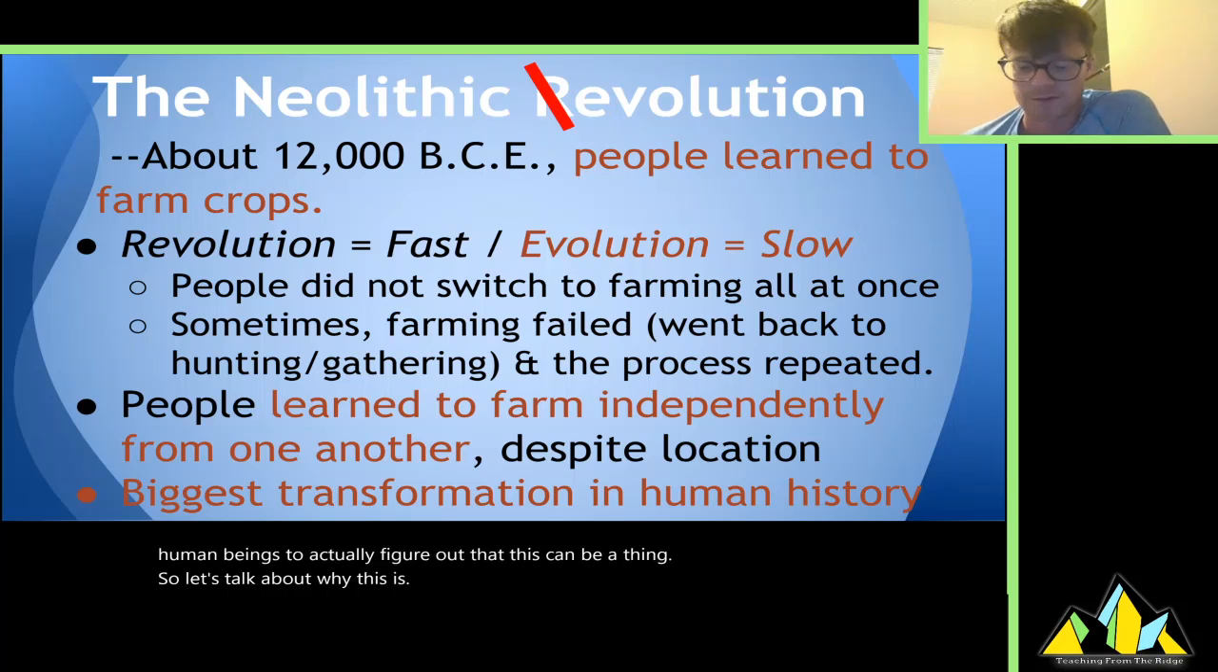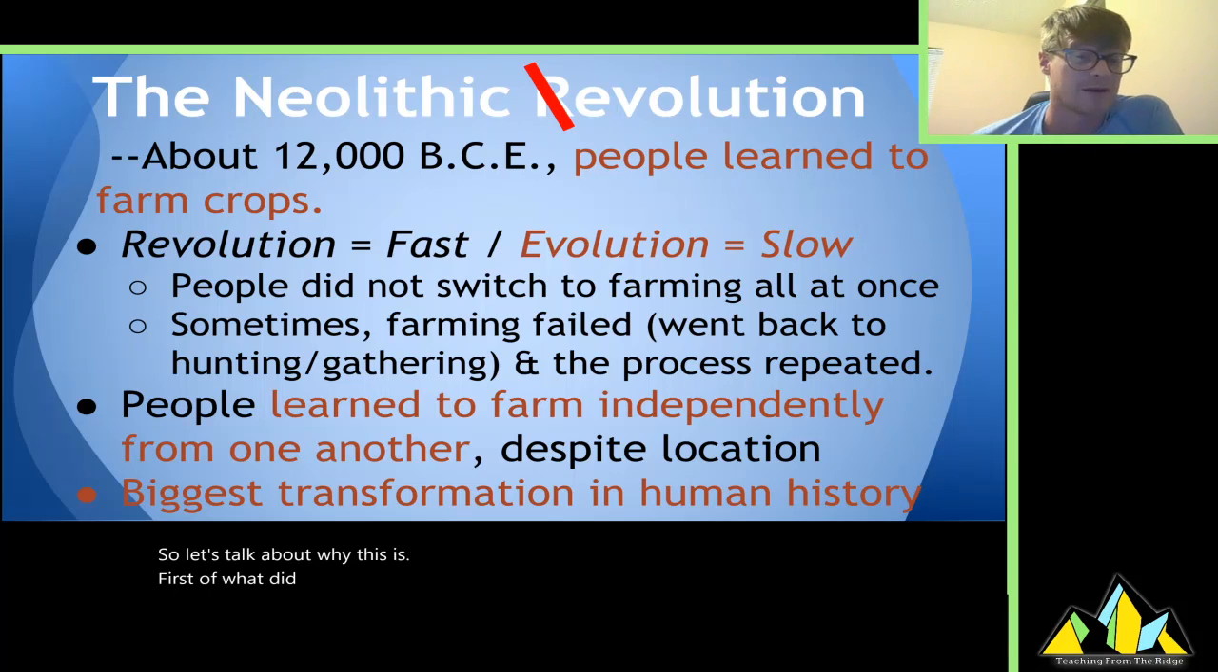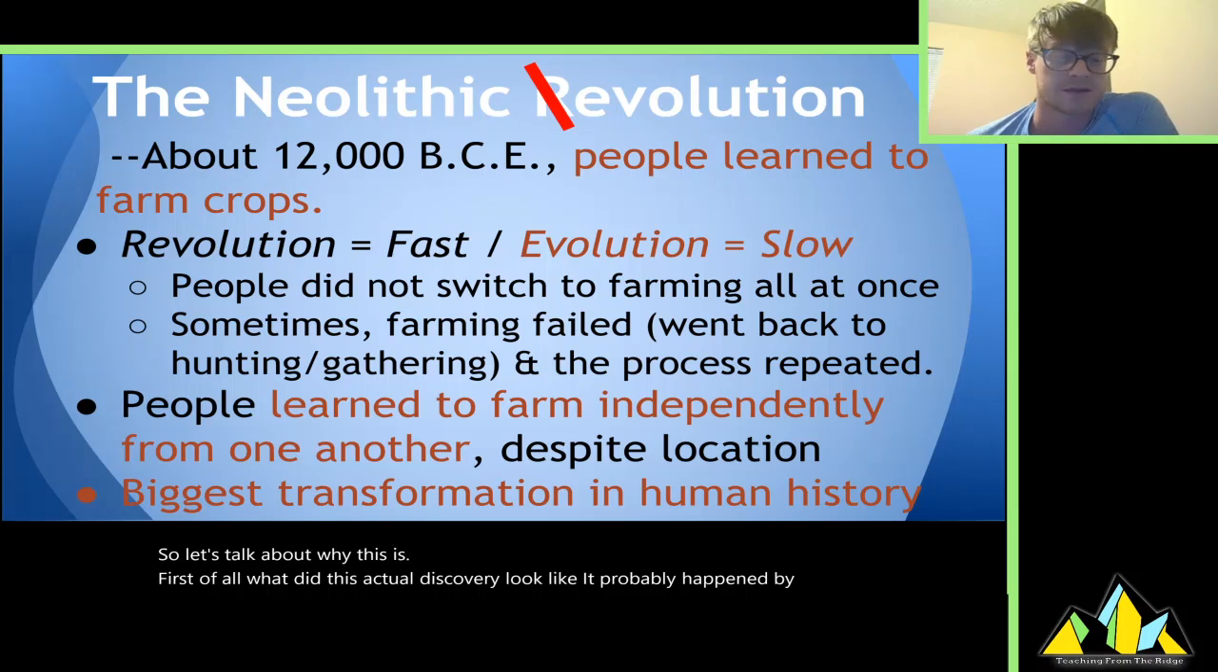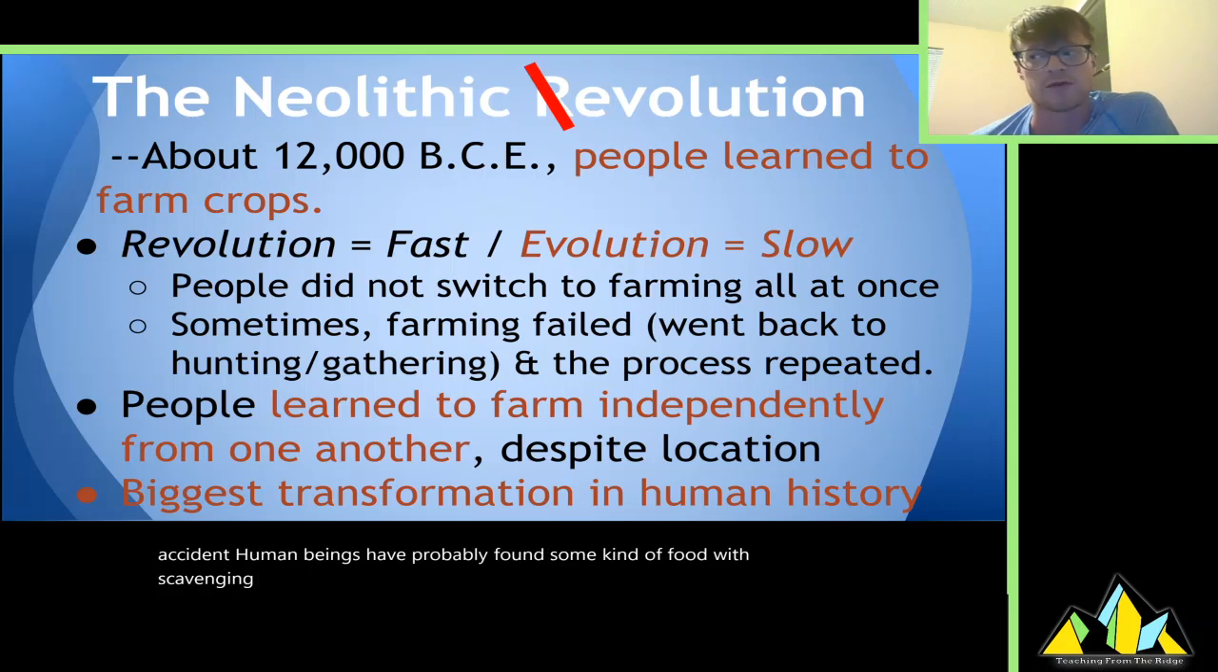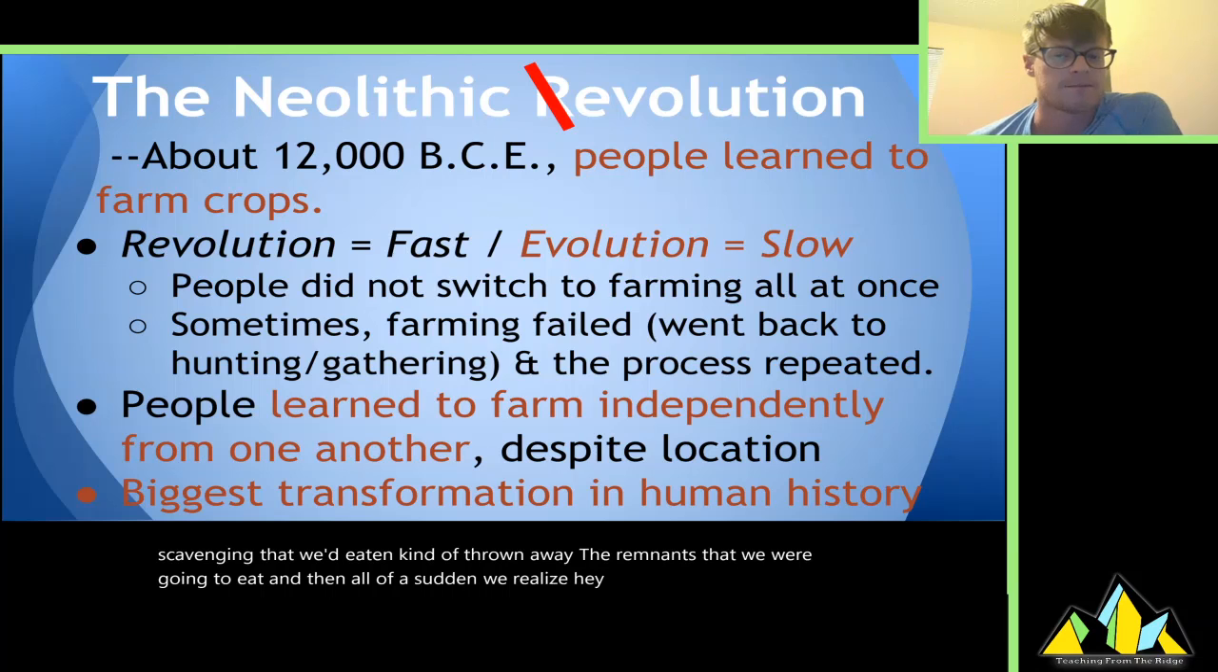Okay, first of all, what did this actual discovery look like? It probably happened by accident. Human beings had probably found some kind of food with scavenging that we'd eaten, kind of thrown away the remnants that we weren't going to eat, and then all of a sudden we realized, hey, something's growing there. But you need to understand that when we say evolution, it happened really, really slowly. And this is for a whole bunch of reasons.